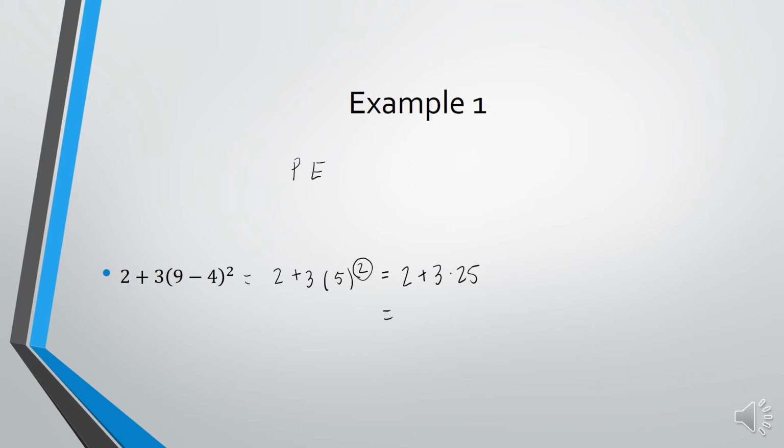We've dealt with parentheses, we've dealt with exponentials. Next comes multiplication and division. So look at the problem. Do I have any multiplication or division? And I do. I have 3 times 25. So 3 times 25 is 75. And then lastly, addition and subtraction. I'm adding 2 and 75. So my final answer is going to be 77.